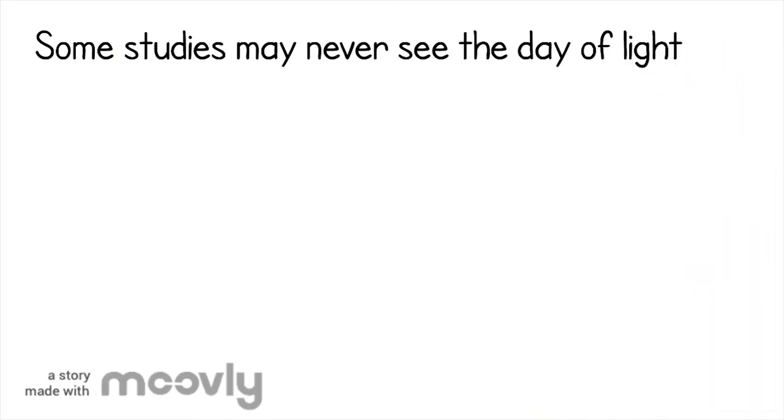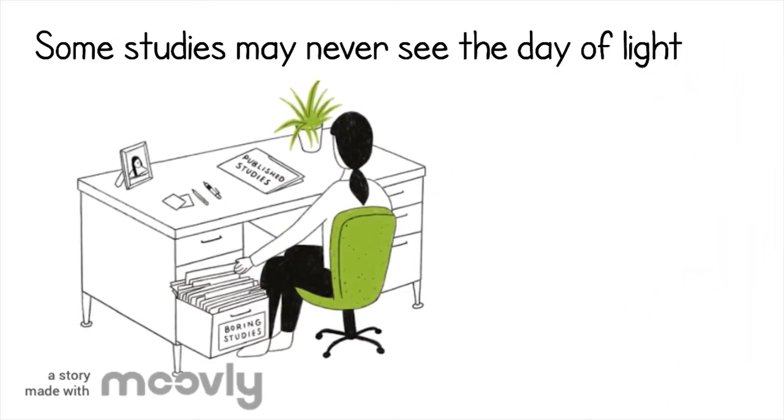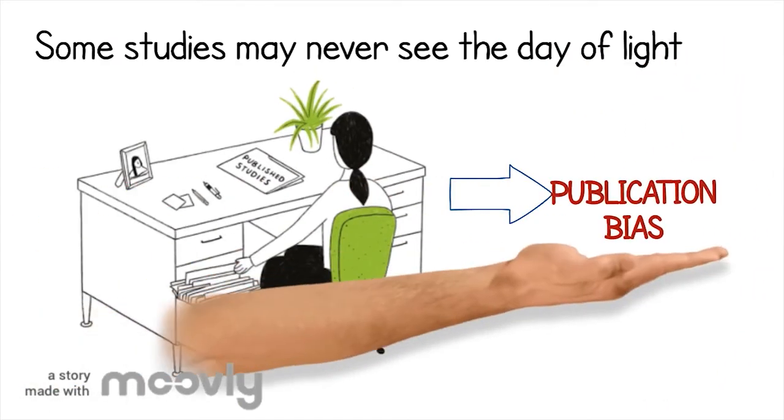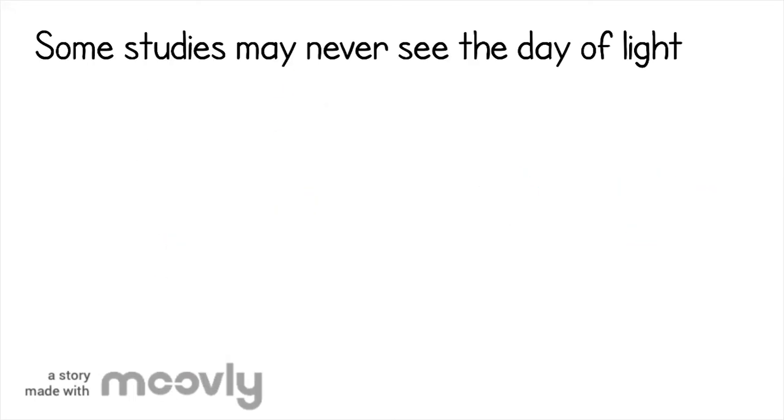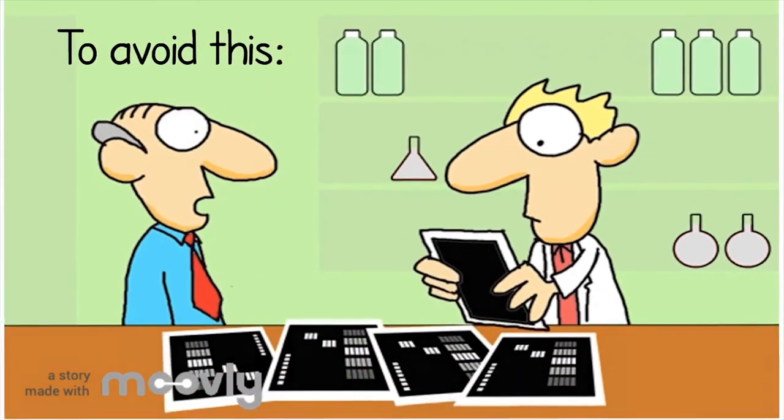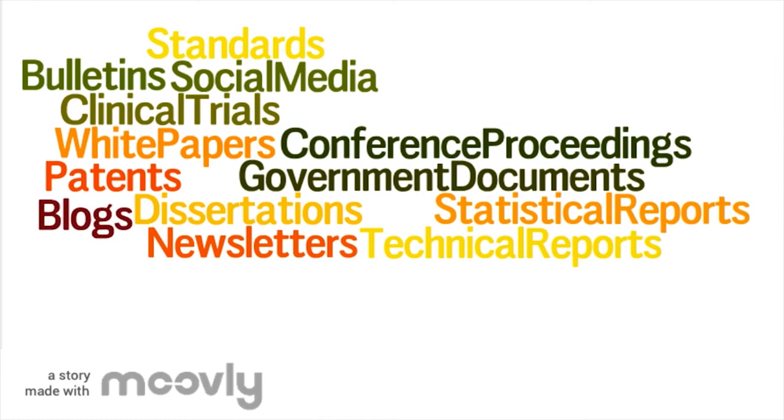For example, negative studies may be less likely to be published. This is known as publication bias. That's why the research community recommends looking for information obtained from other sources. This is called the gray literature.